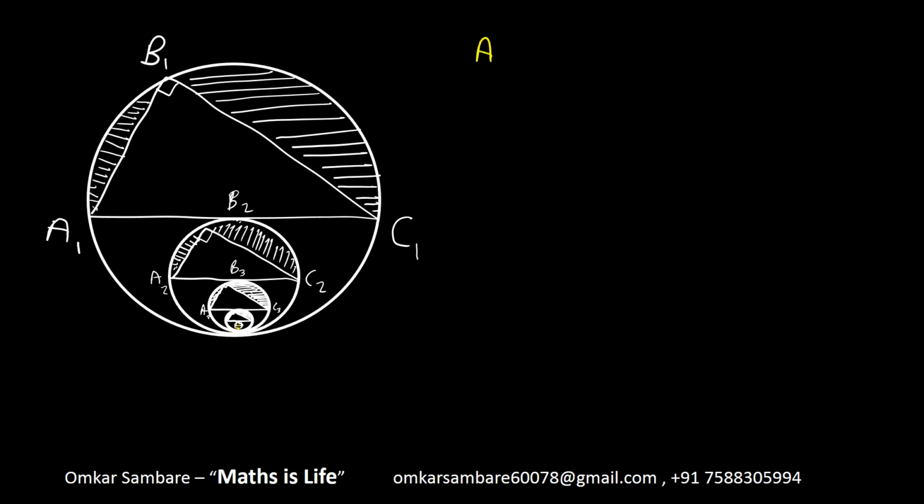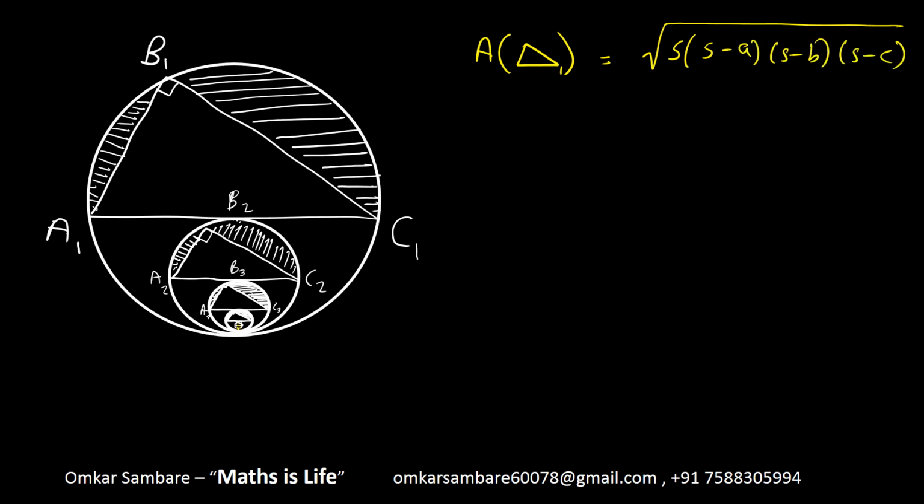So what will be the area of the first triangle? Area of triangle 1 will be under root s into s minus a into s minus b into s minus c. Now the area of triangle 2. For triangle 2 all sides are getting divided by 2. So what will be the value of s there? The value of s will be a by 2 plus b by 2 plus c by 2, that is the sum of all three sides divided by 2. So you will get that the new s is nothing but s upon 2.